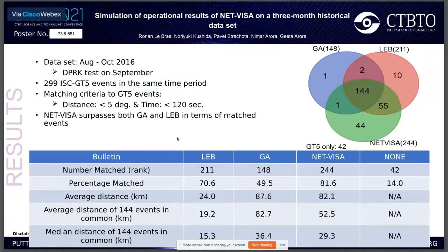We compared the performance of NetVisa, GA, and as well as analysts using the ISC ground truth event. So here we prepared the data of August to October 2016. And in this period, we found almost 300 ISC ground truth events. And by matching the data, events, location, and time, we see that we have almost 200 events analyzed by analysts, and also we found that 150 out of 300 ISC data are found by GA.